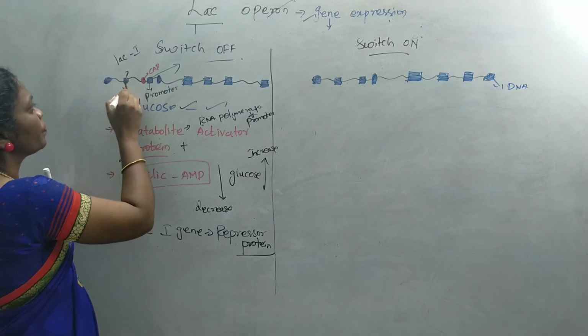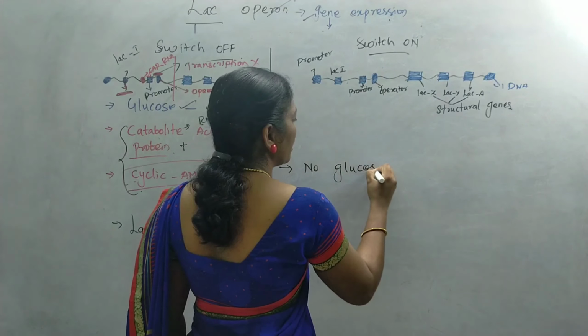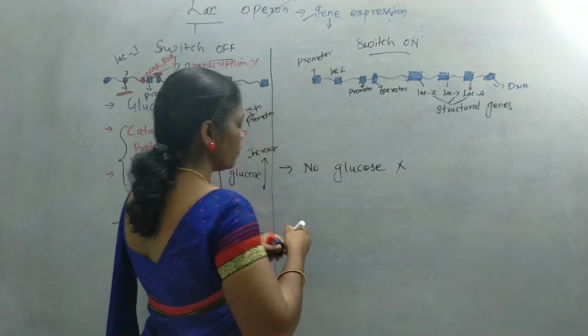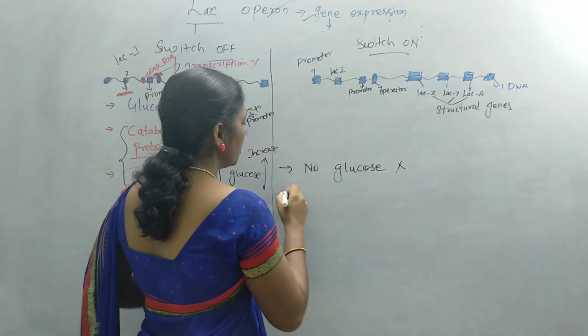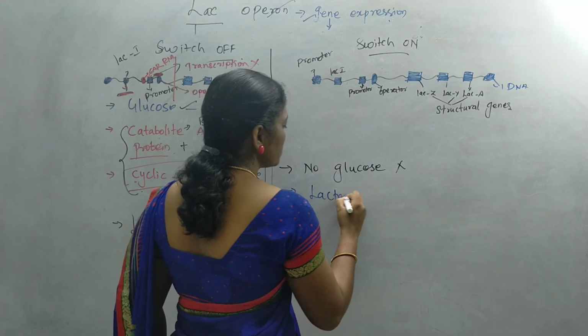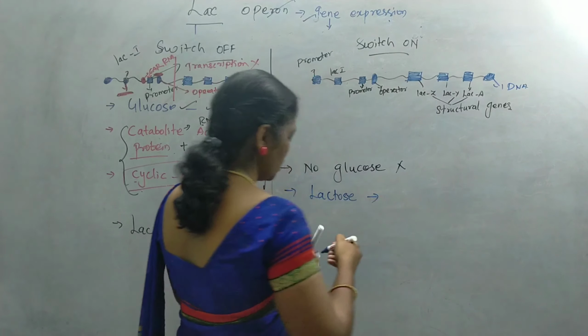This condition is known as the switch on mechanism. So when will this switch on mechanism occur? When there is no glucose in the environment. Glucose is not available for the organism. They have only lactose in the environment.